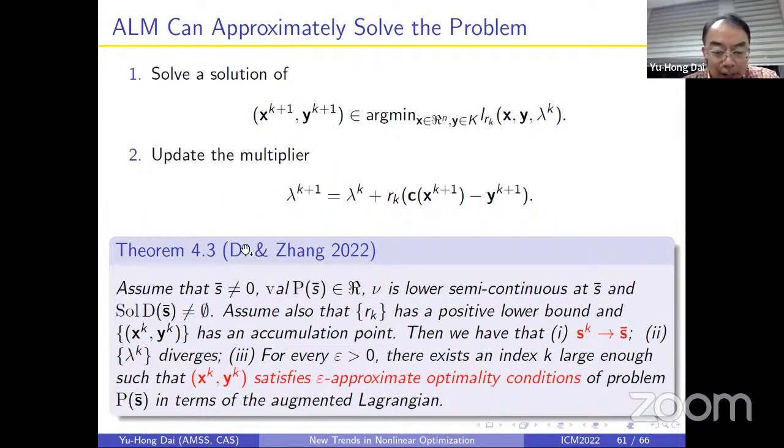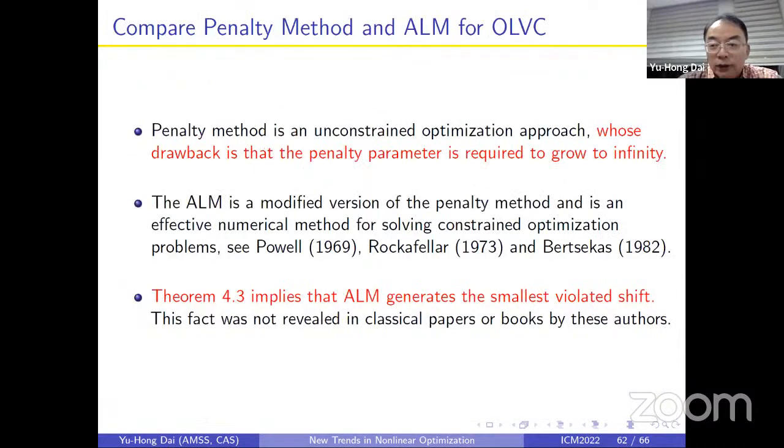so by this Theorem 4.3, we can see the sequence of shift must tend to the optimal shift S bar here, and we can see the sequence of (x_k, y_k) actually satisfies the epsilon-approximate optimality condition.